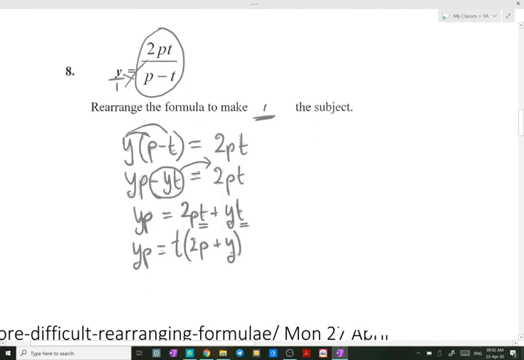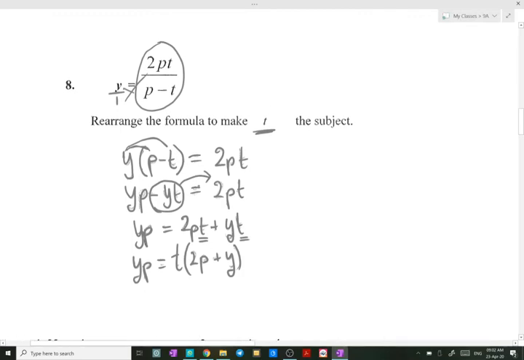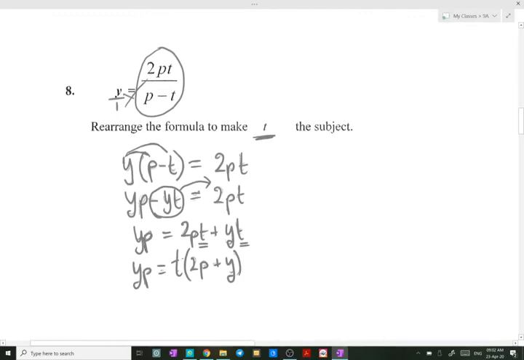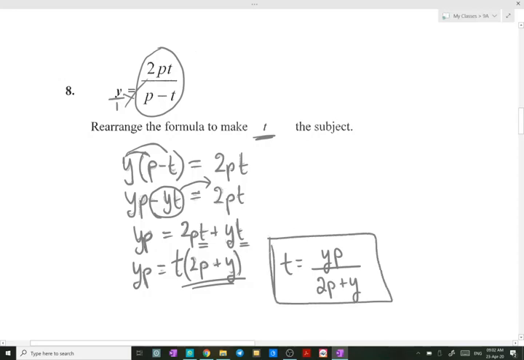Now we can divide. In order for us to make t the subject, we have to divide by its coefficient, which is 2p plus y. So t is equal to yp, or y times p, over 2p plus y. And this is how t became the subject of the formula.